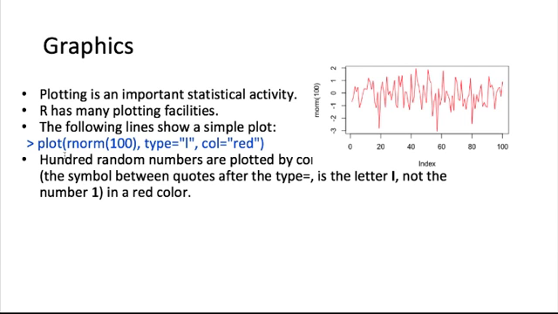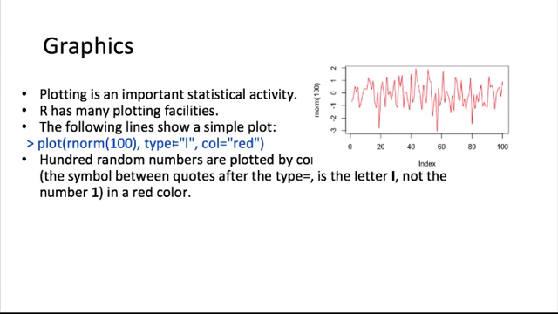So taking a plot of random normal values, we can generate random normal values. We've seen how to do that before. We said x equals rnorm(100). In this case, we're just going to write a simple plot(rnorm(100)). So it's going to generate 100 numeric values that are normally distributed.